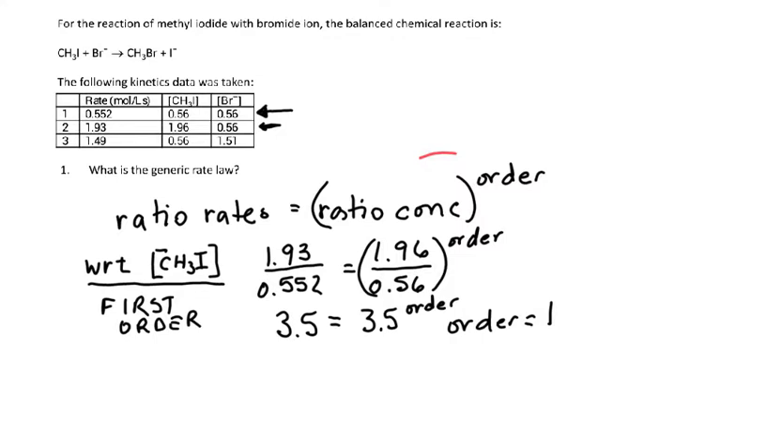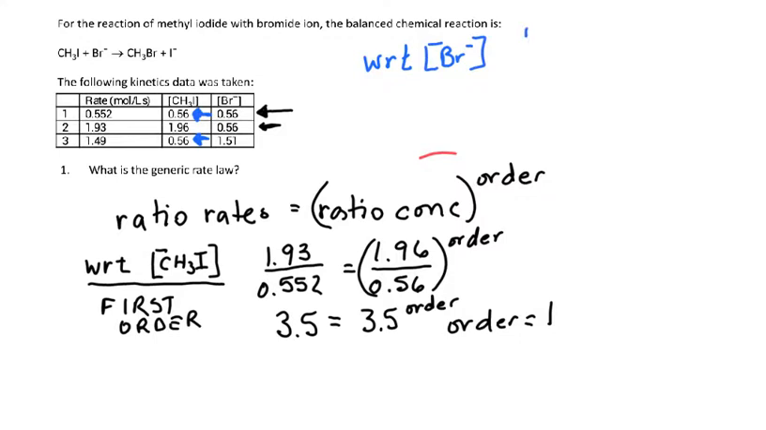Now, we have to figure out the order of the reaction with respect to the bromide ion. For the bromide ion, we're going to take experiment 1 and compare it to experiment 3 because the methyl iodide concentration is being held constant. So any change in the rate is coming from the bromide ion.